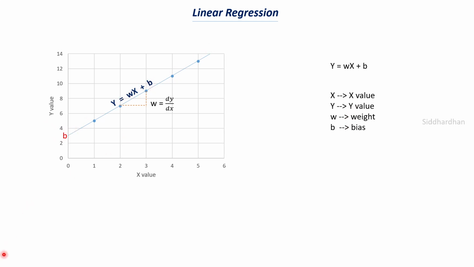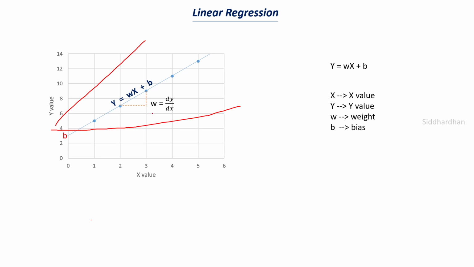If you take a different line, so I'll just draw a different line here. Let's say that this is a straight line. This line will have a different slope value, different w value, and different intercept value. And let's say that we have a line like this. This particular line will have a different slope value, again a different weight value. Sometimes if you change the slope, the orientation of the line will change.